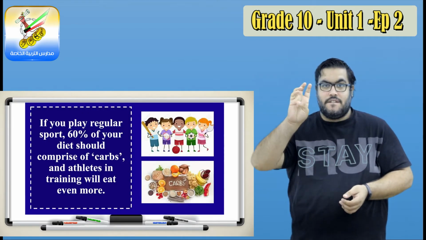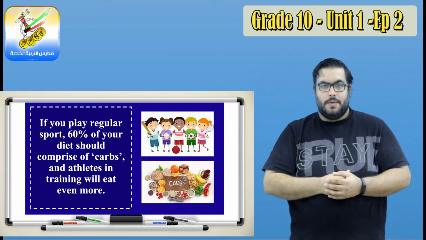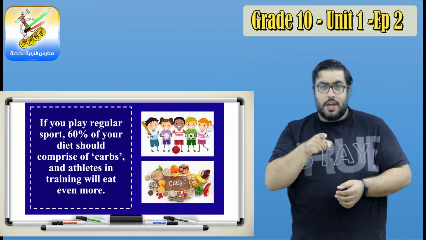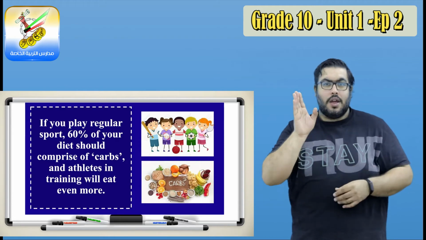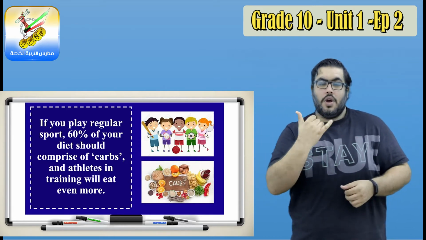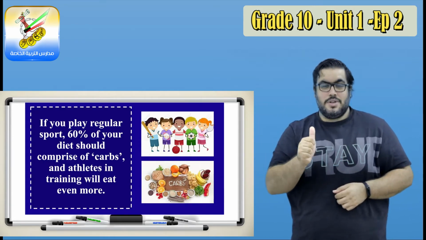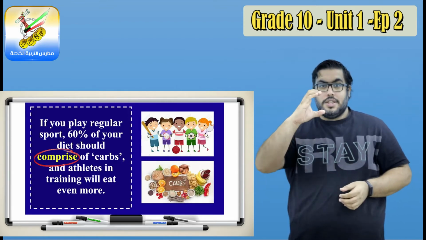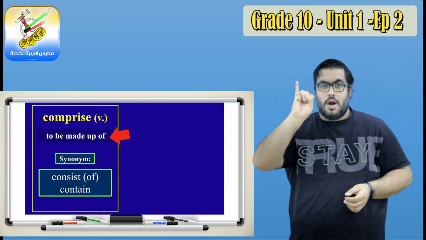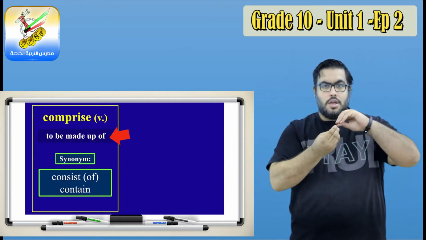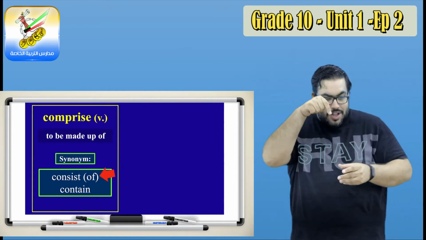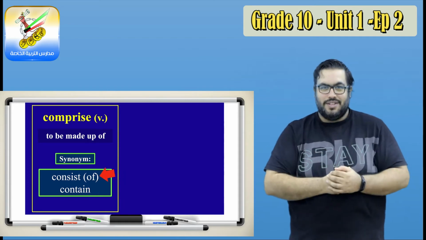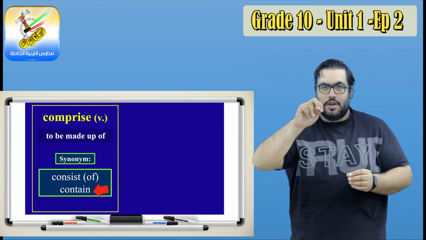Here is some knowledge you might find interesting. If you play regular sports, 60% of your diet should comprise of carbs, carbohydrates, and athletes in training will eat even more. So what does the word comprise mean? It's a verb, and it means to be made up of. The closest meaning to this word is consist of or contain.